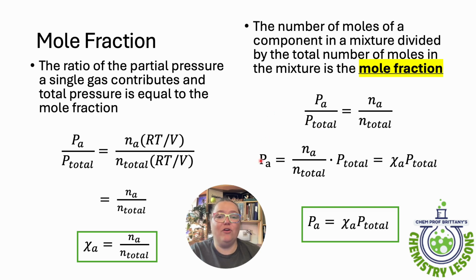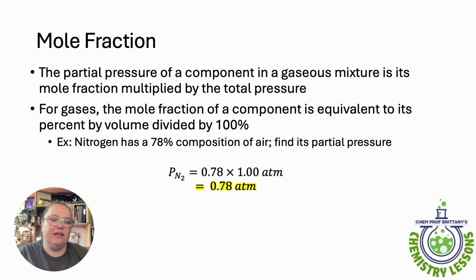So I can figure out the pressure of any gas by taking the mole fraction. Let's say oxygen makes up 70% of the mixture. Well, then 70% times the total pressure gives me the pressure of oxygen. So what does that look like?